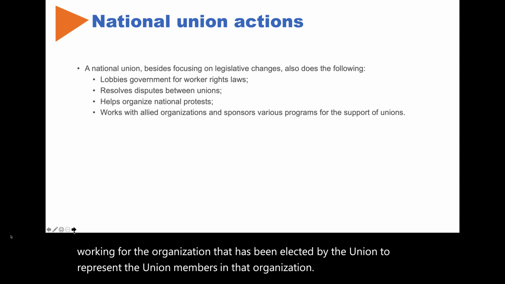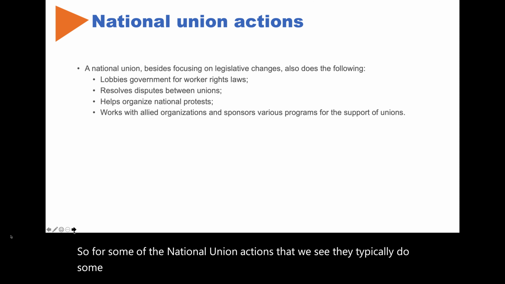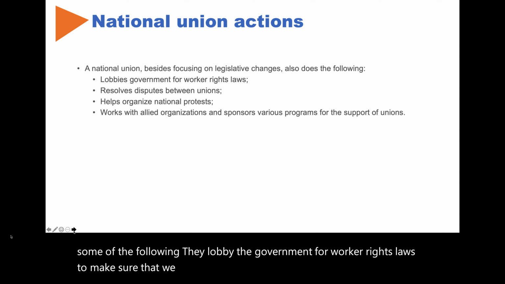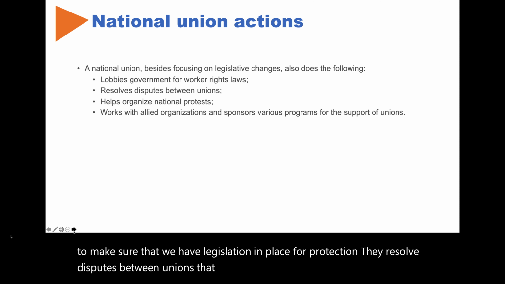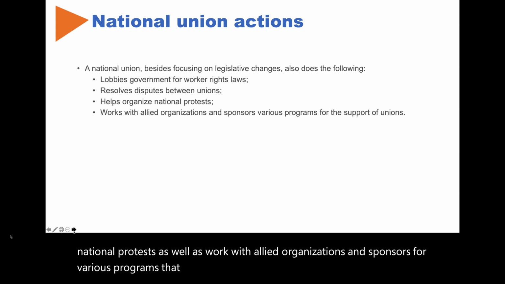So for some of the national union actions that we see, they typically do some of the following. They lobby the government for worker rights laws to make sure that we have legislation in place for protection. They resolve disputes between unions that occur occasionally. They also help organize national protests, as well as work with allied organizations and sponsors for various programs that will support the unions.